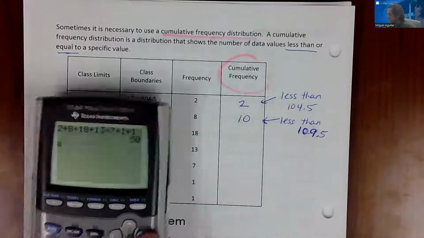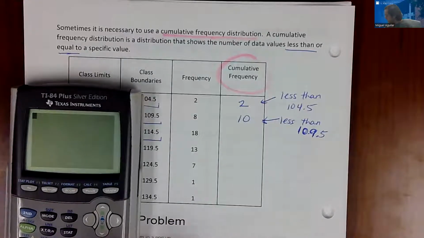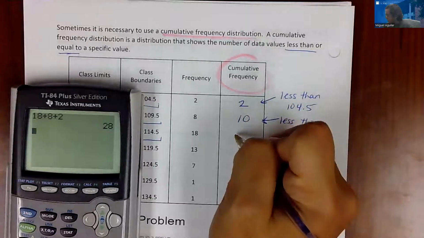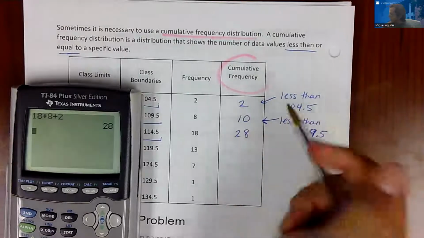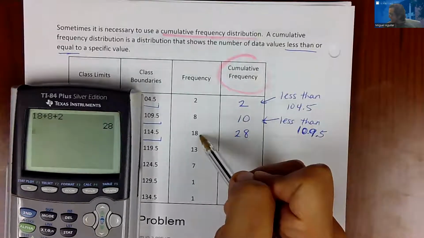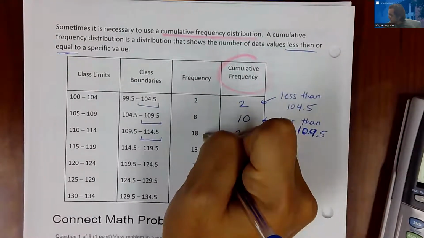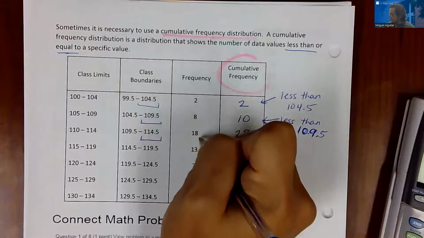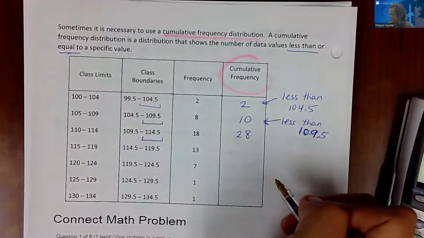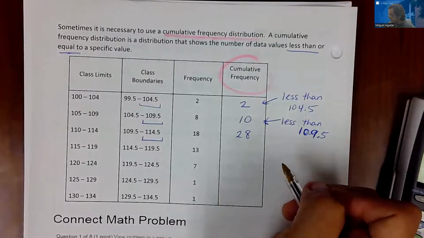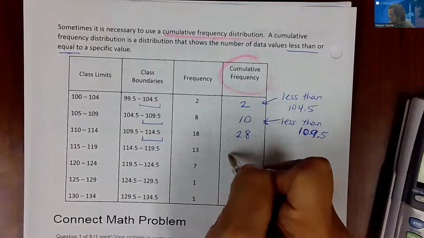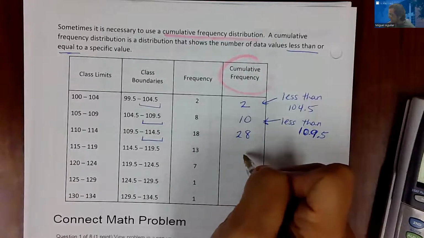At that point, you might say to yourself, well, I'm feeling a little bit lazy. 18 plus 8 plus 2 would just be 28, right? I could have just taken this 10 here and added it to the 18 and gotten the 28. But I think it's more instructive to say we're adding up everything that came before this class. So now what should the next value in our cumulative frequency column be?